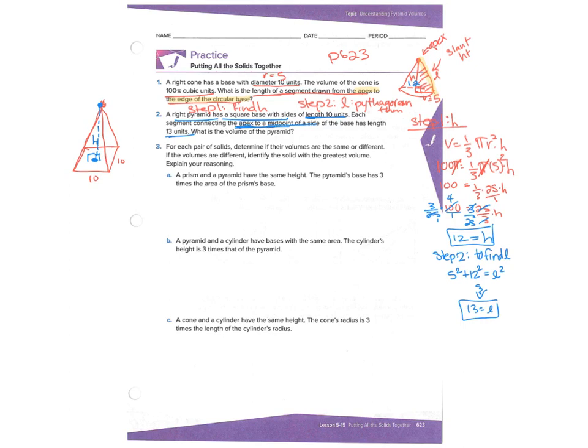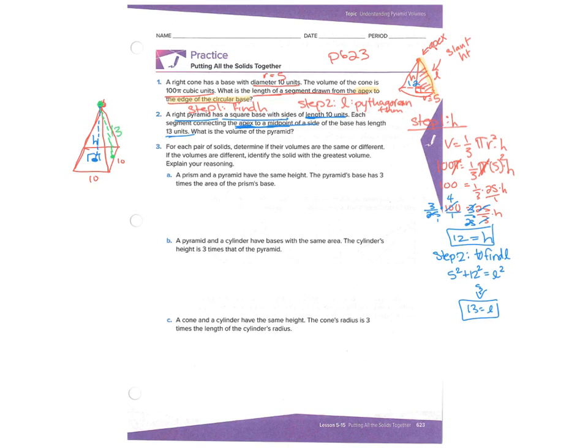And then it says that the segment connecting the apex to the midpoint of a side. Let me do that in green. This segment connecting the apex, that's up here at the top, to a midpoint of the side. Okay, so let's draw that segment in. So this is on top of the surface of my square pyramid. So this is really on the outside of my square pyramid. And I know that this green length is 13.